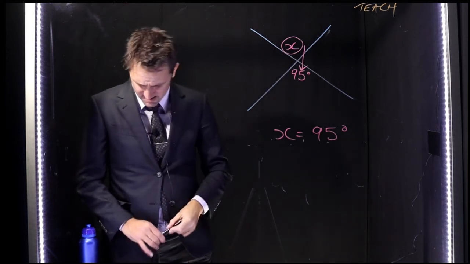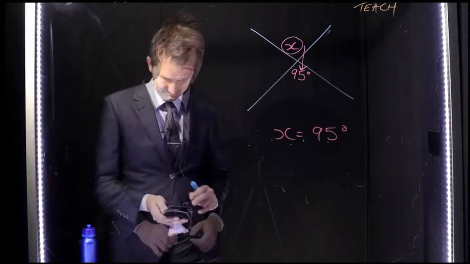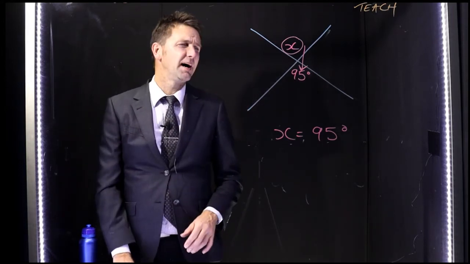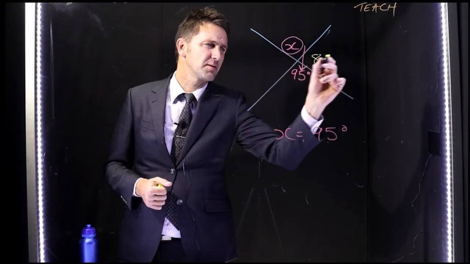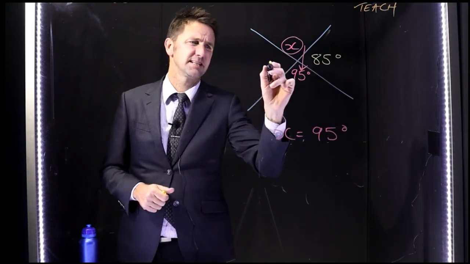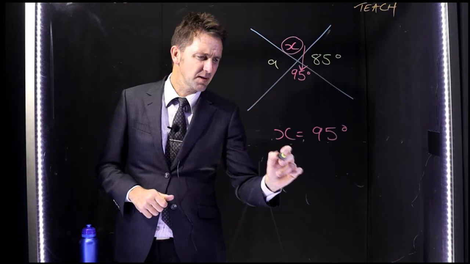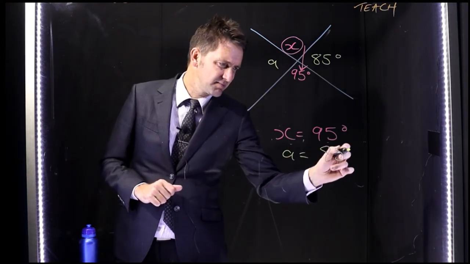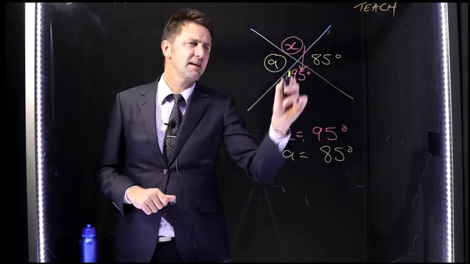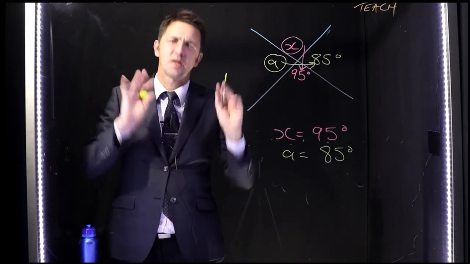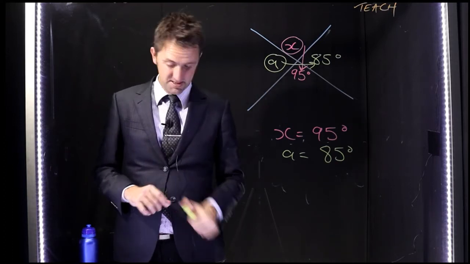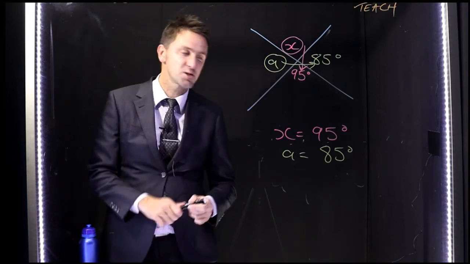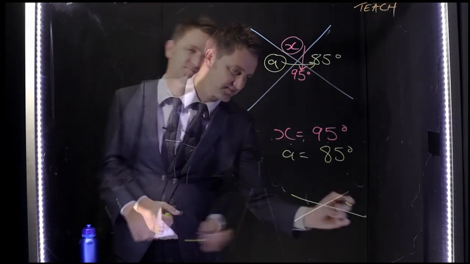Now look, that's not all actually, there's more. If I knew that this angle was 85 degrees, and let's call this angle A, I could work out that A equals 85 degrees as well. Because look, this angle is equal and opposite to that angle. That's what you get when you're dealing with equal and opposite angles. And that's what you get when you get any pair of straight lines intersecting.